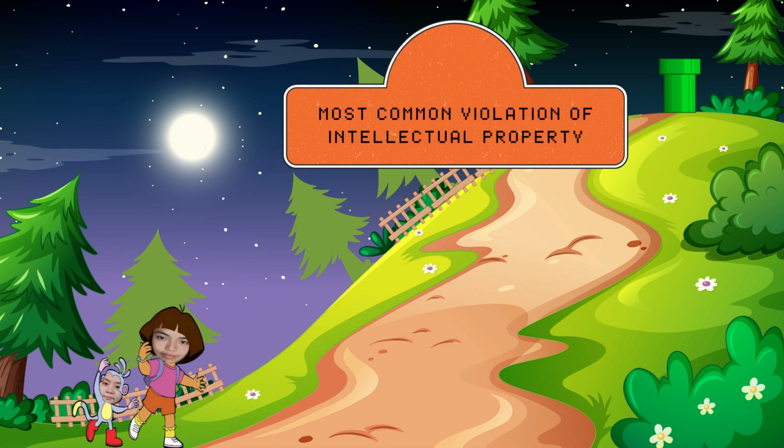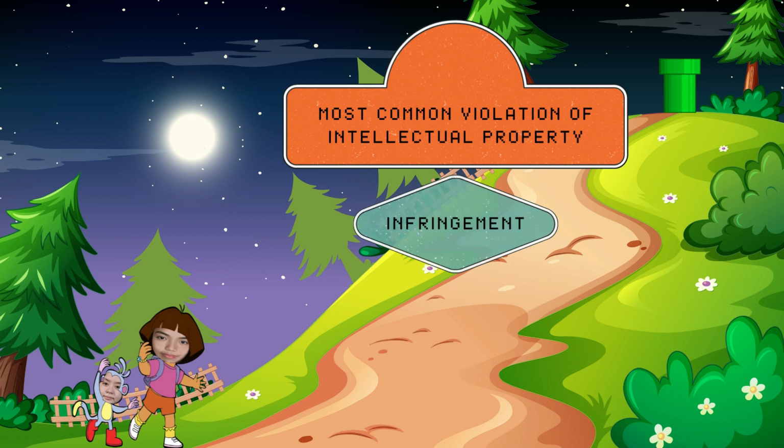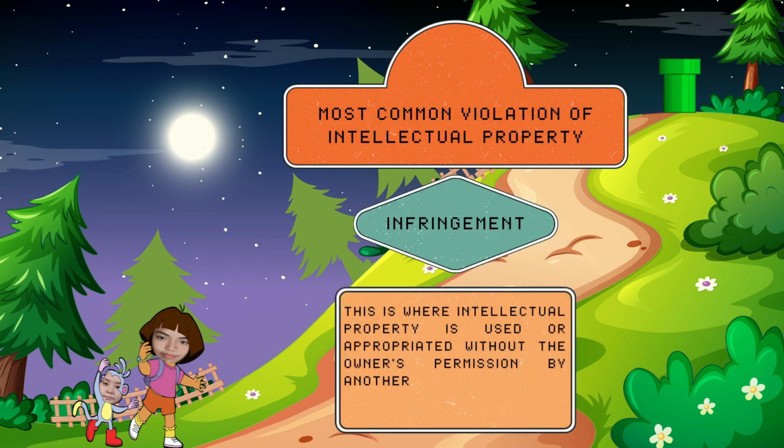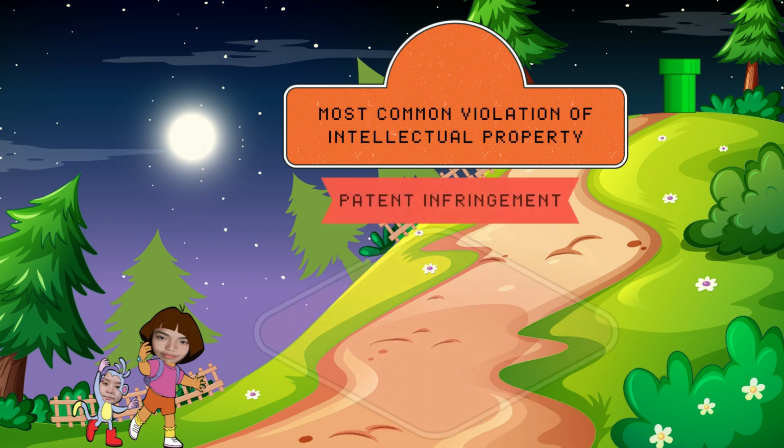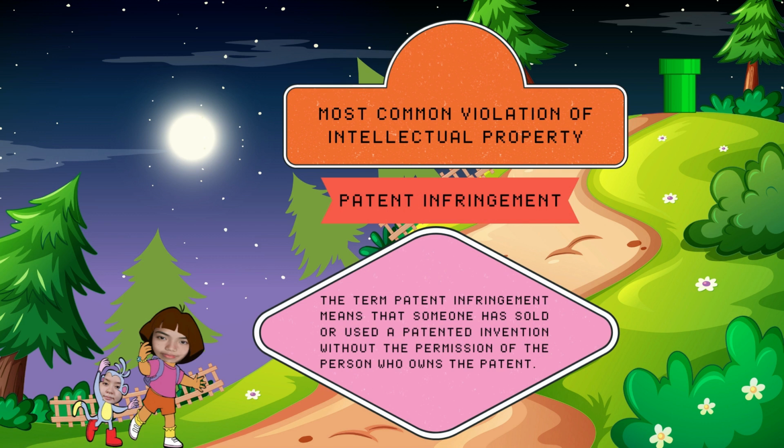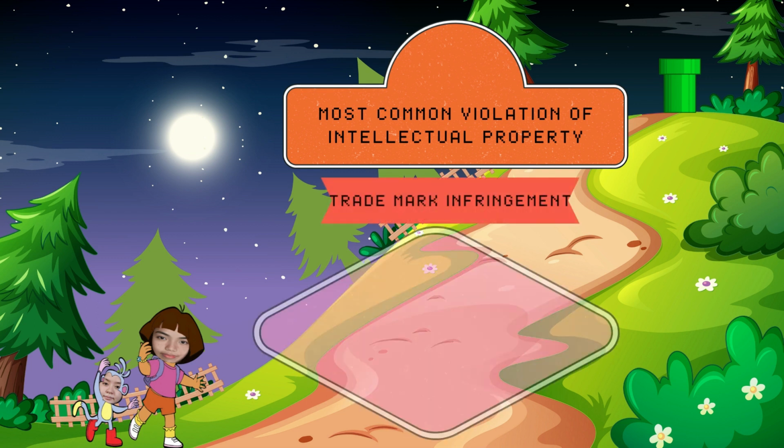The most common violation of intellectual property is infringement. Infringement means that a person uses the innovative ideas without the permission of the owner. Infringement has different types. The first one is patent infringement. It means that a person has used or sold someone else's invention without the permission of the owner. The second one is trademark infringement.